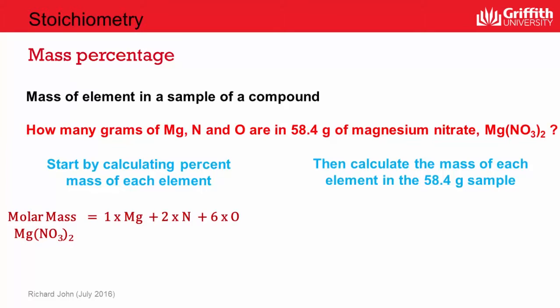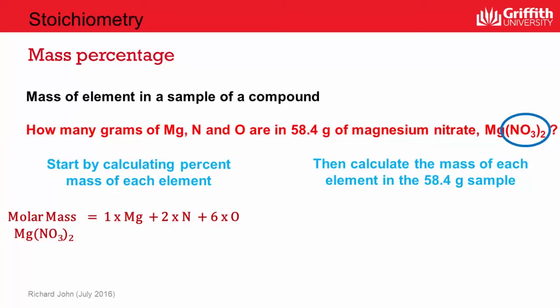We need to start by calculating the molar mass of magnesium nitrate. It's going to be 1 times the molar mass of magnesium. There is 1 magnesium atom in this formula unit, plus 2 times the molar mass for nitrogen. You can see that the nitrogen has a subscript of 1, but it's inside some brackets and there's a 2 outside that bracket, so there's a total of 2 nitrogen atoms in the formula unit.